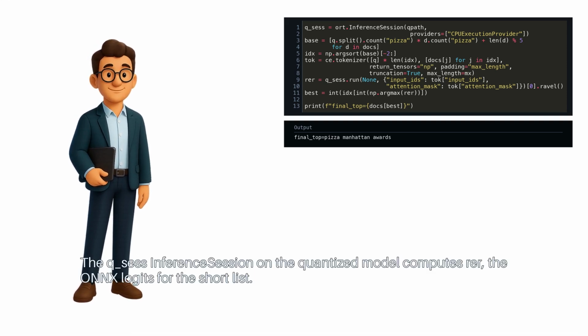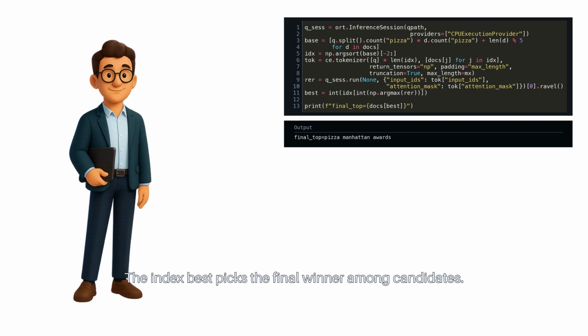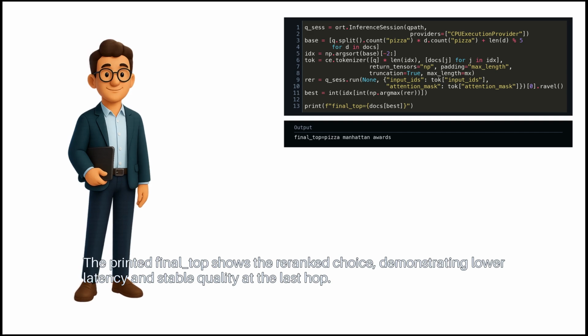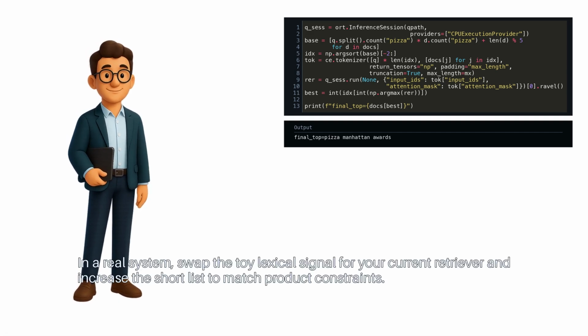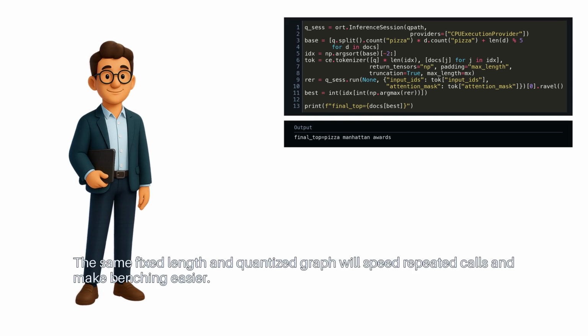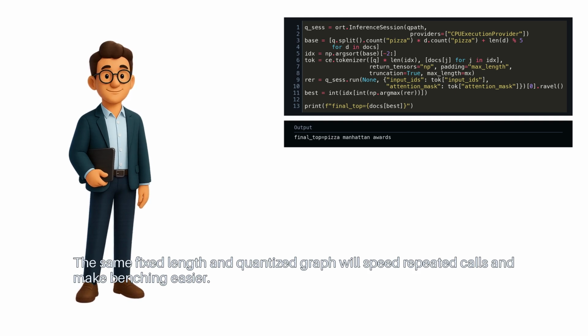The QSES inference session on the quantized model computes the ONNX logits for the short list. The index best picks the final winner among candidates. The printed final top shows the re-ranked choice, demonstrating lower latency and stable quality at the last hop. In a real system, swap the toy lexical signal for your current retriever and increase the shortlist to match product constraints. The same fixed length and quantized graph will speed repeated calls and make benching easier.